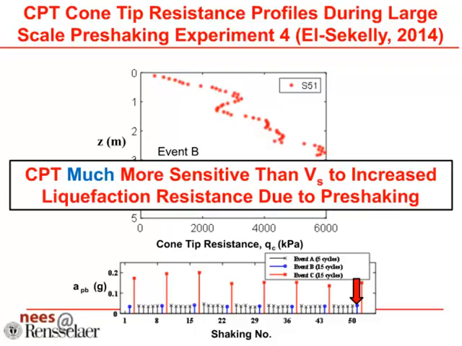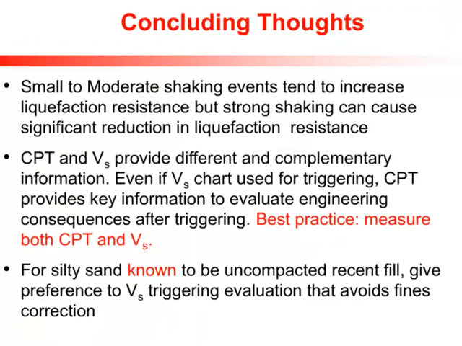So as a preliminary observation, CPT is much more sensitive than shear wave velocity to the increased liquefaction resistance due to the pre-shaking. So this has very important practical applications, and people ask, okay, which one should we use in terms of doing our analysis? So as a concluding remark, we came up with some engineering recommendations or concluding thoughts, which I'll go over now, and again, I'll be glad to answer any questions.